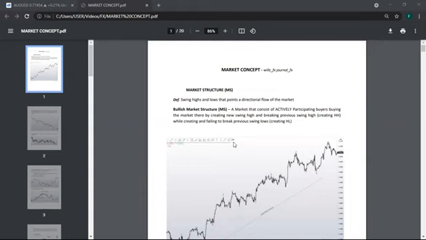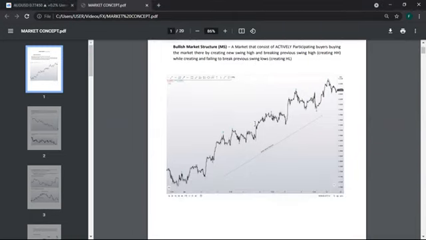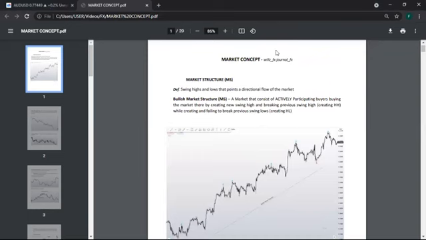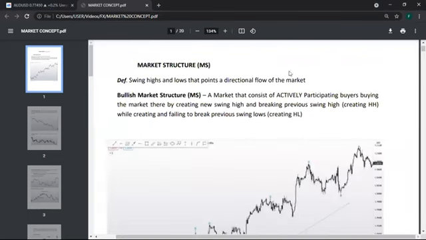Essentially we have two types of market structure. Actually, we have basically three types, but I regard the last one as a contraction phase. Don't worry, you will understand that. So we have two types: the bullish market structure. I'm going to try to zoom this a little bit.